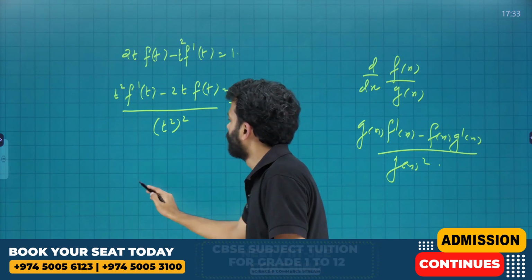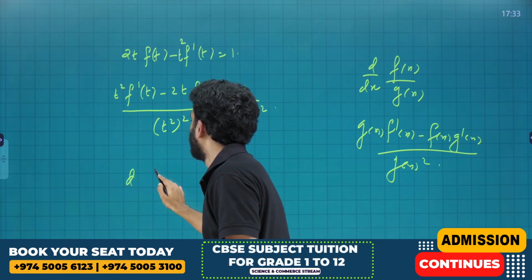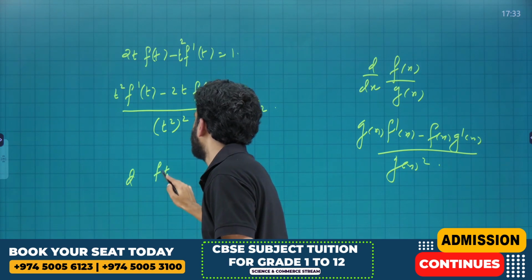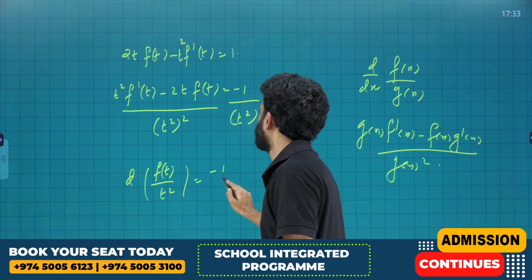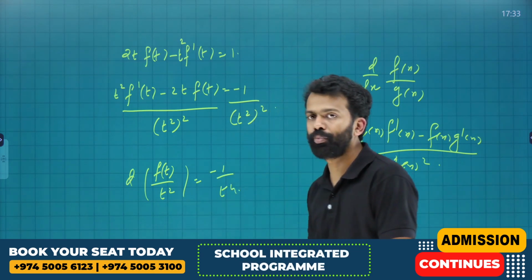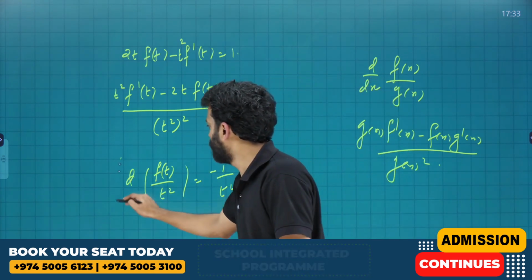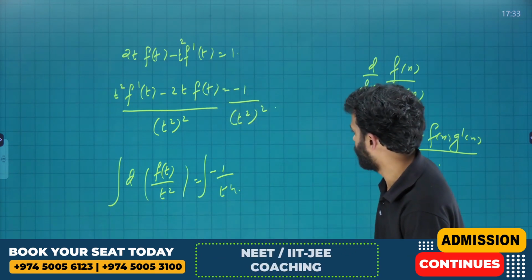So it will be d of f of t divided by t square, that is equal to minus 1 by t raised to 4. Hope you got the idea here. Then if you integrate it, it will be just reduced like this.